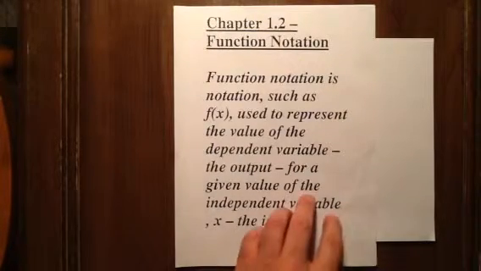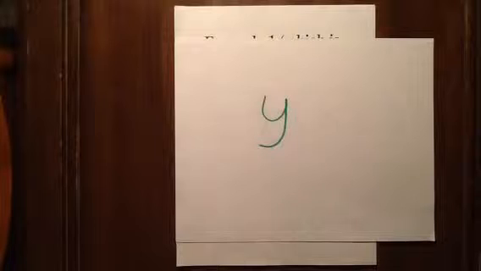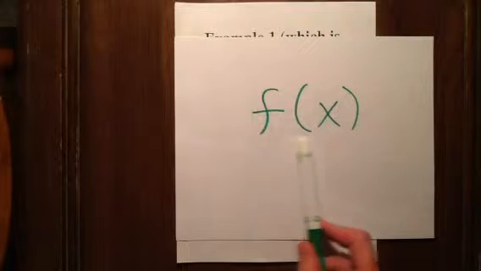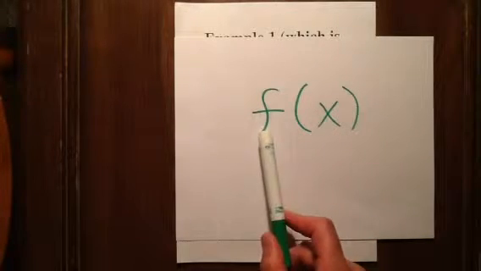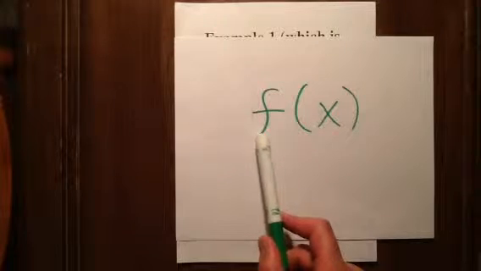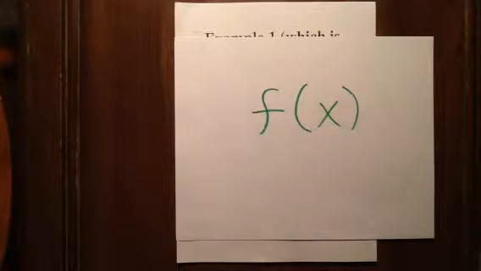And usually when we think about the output of a function or the dependent variable, we think about y. But now we're saying we can also call it f at x. This is not a multiplication. We're not saying f times x. We're saying f at x. And this is a notation that you'll get used to in time.